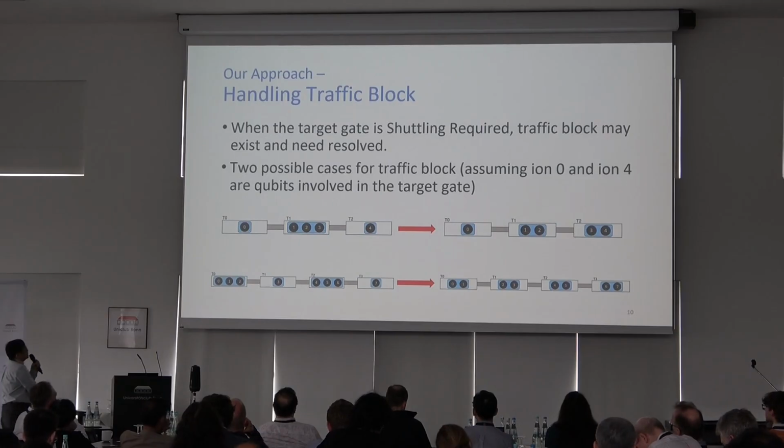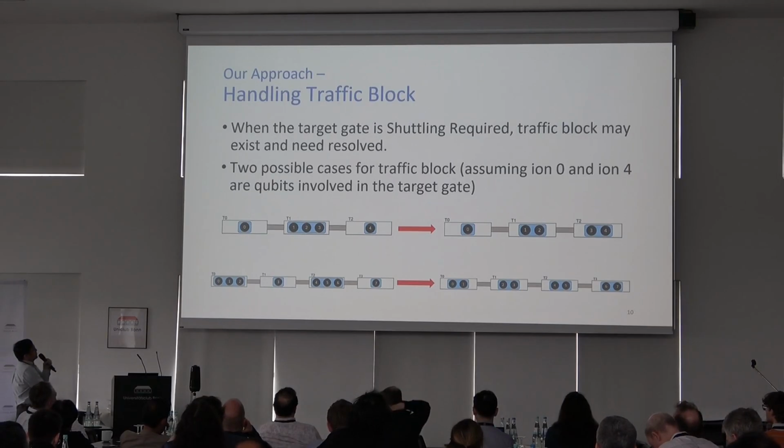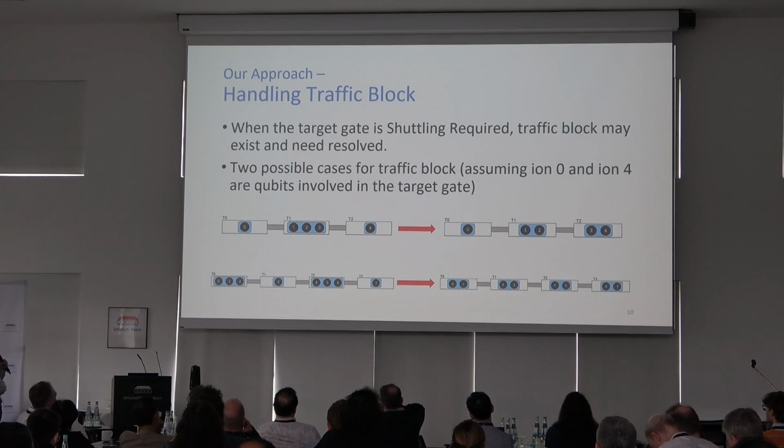And the second case is that both T0 and T2 are at full capacity. In this case, again, we are going to free up space for T0 and T2. So as the figure shows, for T0, we will move ion 2 to T1, and for T2, we are going to move ion 6 to T3, so as to make every trap have available capacity.